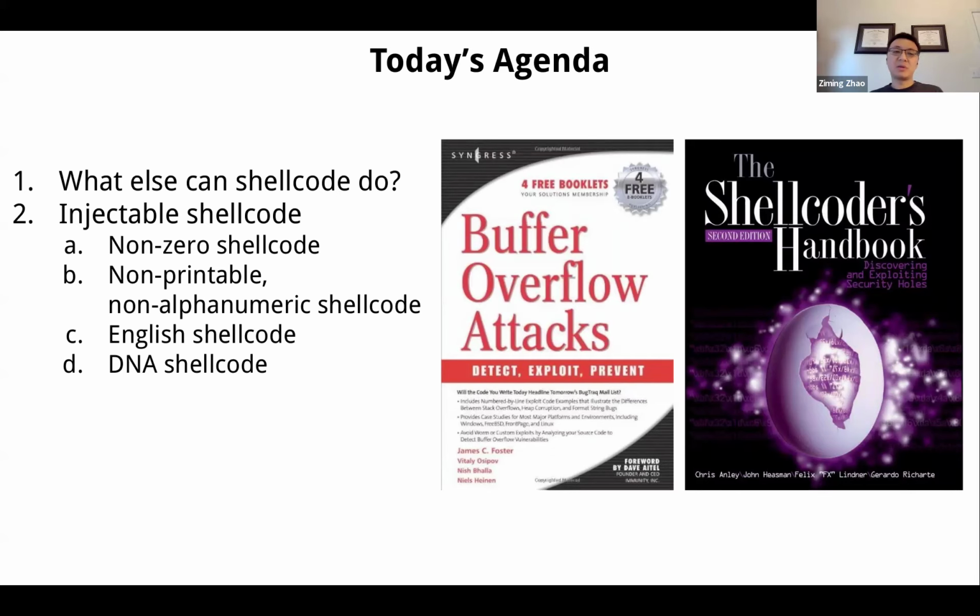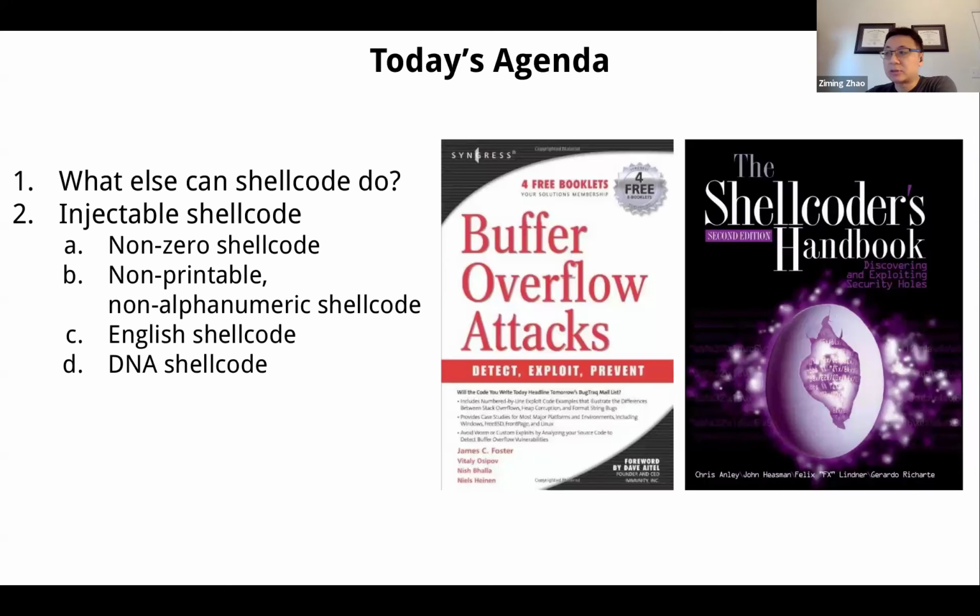So some of the materials I cover today were discussed in many books. Some of the books are a little bit old, but they still work. For example, the Shellcoder's Handbook, like this one. If you are interested, you probably can get this for like $3-4 on Amazon, because this is like 10 or 15 years old. And also this buffer overflow attack book covers a lot of interesting attacks beyond the buffer overflow.